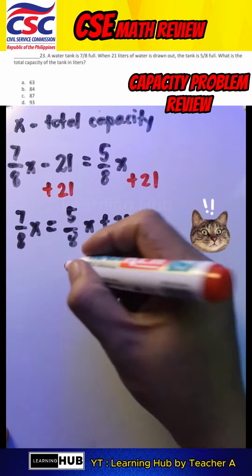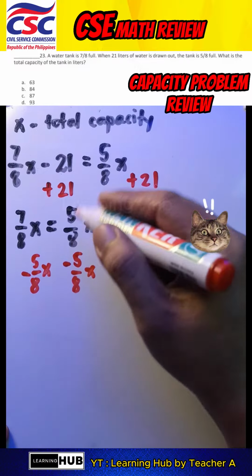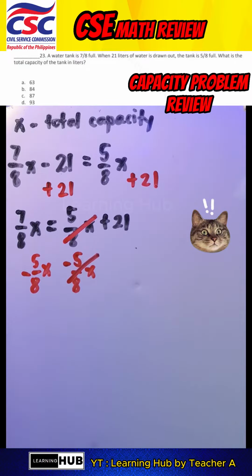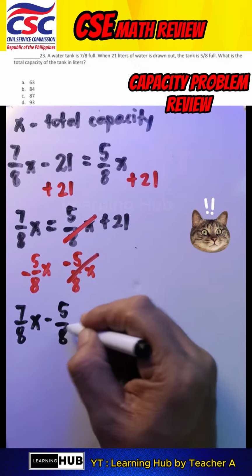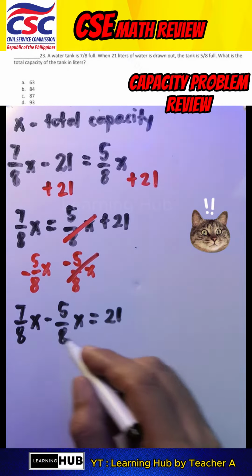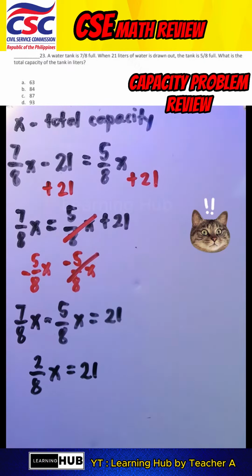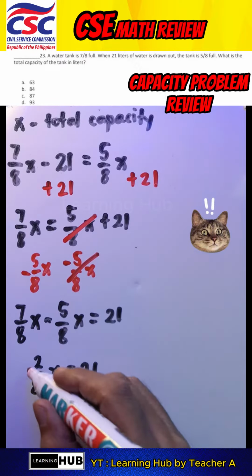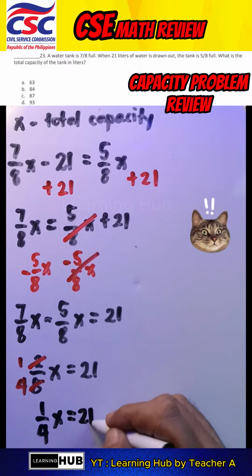Okay, subtract 5/8x on both sides. That will be 7/8x minus 5/8x is equal to 21. Since our fractions have a similar denominator, we can subtract them easily, which is 2/8x is equal to 21. Or we can have our 2/8 as 1/4. So we have 1/4x is equal to 21.